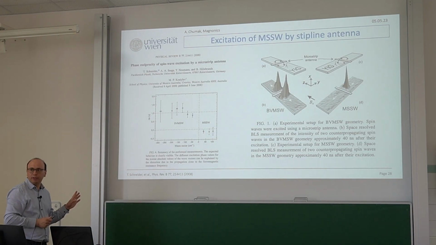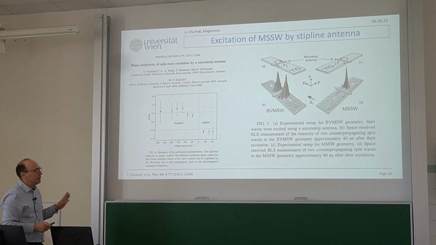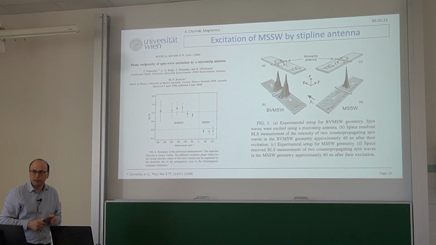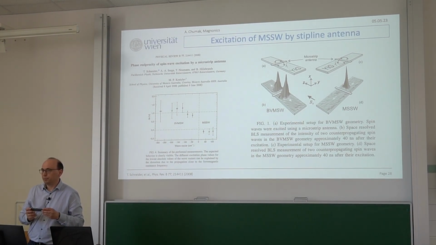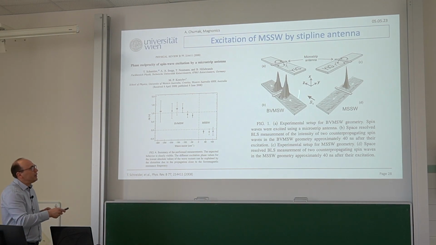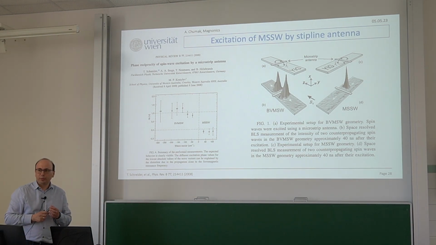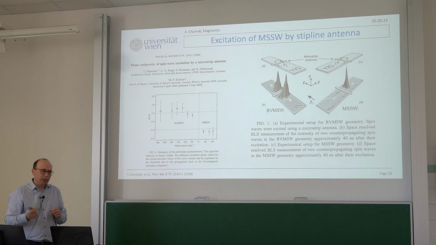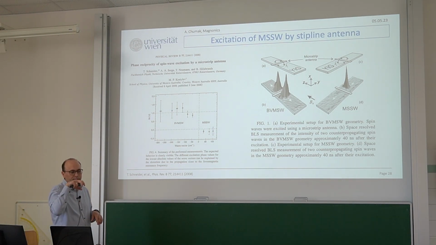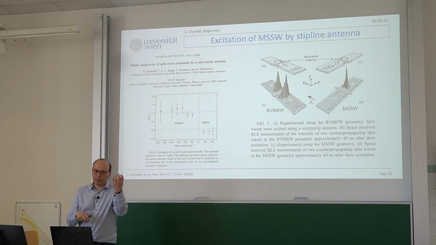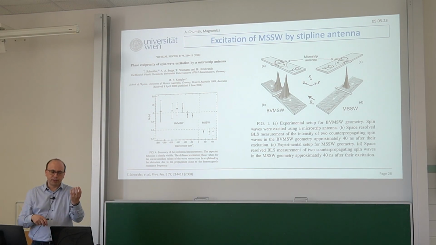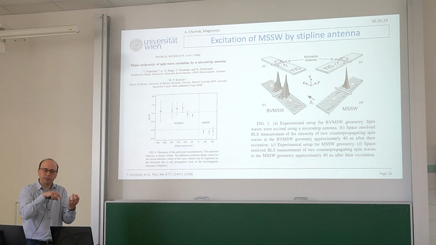Questions to the general idea, just, yeah. How is the phase measured in the experiment? So in BLS, you can add phase-resolved BLS. So it means that you send light, it interacts with a magnon and scatters with some phase. The phase of light is given by the phase of magnons.